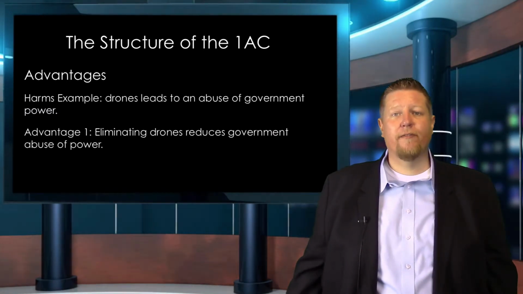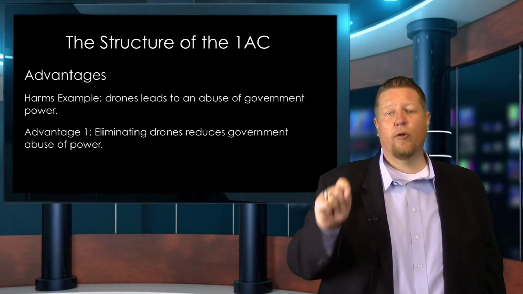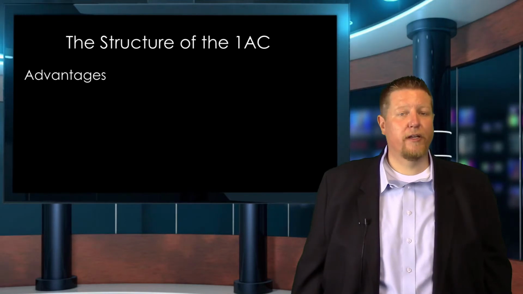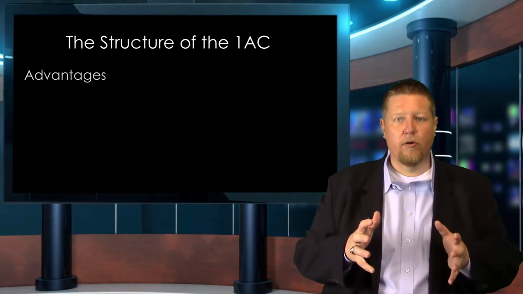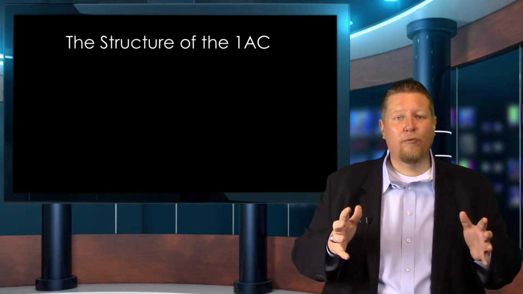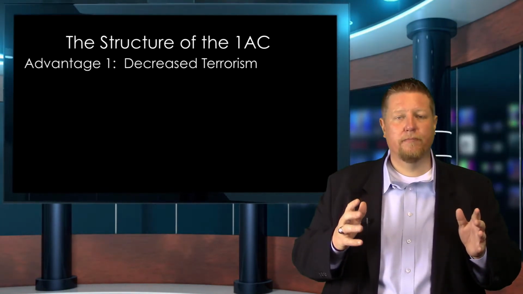Unlike most contentions, advantages have multiple pieces of evidence and multiple taglines. Each advantage should include several pieces of evidence that, when summarized, tell a complete story. Here's an example of an advantage that tries to prove that ending drones decreases terrorism.